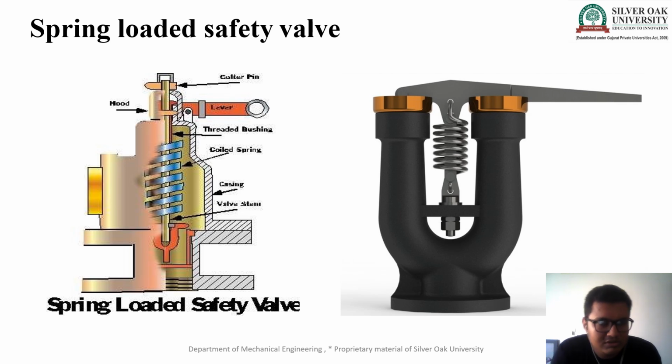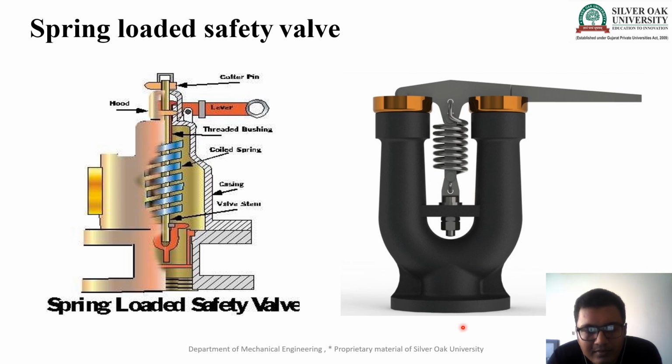Now we talk about the spring loaded safety valve. So we remove the weight, because the weight will get deflected and will disturb the working pressure, the safe pressure. So what have we done? We have converted the weight into a spring. Here you can see in the diagram that we are using the spring in place of the weight.